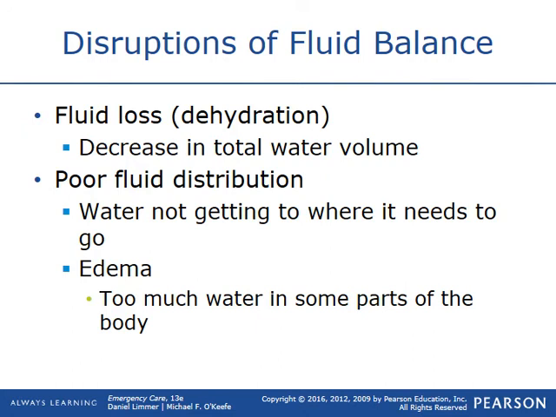When we have disruptions of fluid balance, we're looking at potential signs and symptoms of dehydration, which is a decrease in total water volume. If we have poor fluid distribution, where water is not getting to where it needs to go, we could have edema, too much water in some parts of the body. This is common in your CHF patients, or congestive heart failure patients. They'll build up an excess amount of fluids, and fluid works with gravity, so you'll see swollen feet, swollen ankles, swollen calves, things like that, because the body can't distribute that water the way that it needs to.